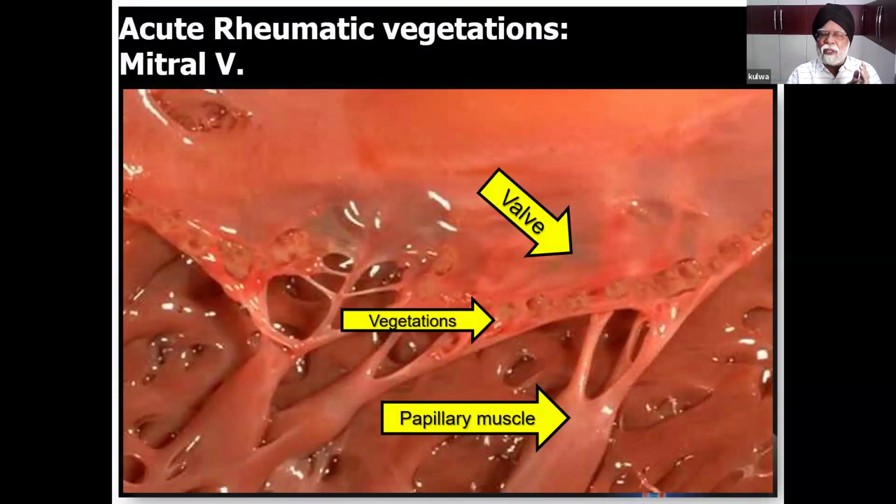These are the real pictures. These are the papillary muscles of the valve. These, you can see, are the vegetation. This is the valve. And this beautiful picture shows you how the vegetations are present on the valve. And these vegetations disturb the total functioning of the mitral valve, creating so many problems.